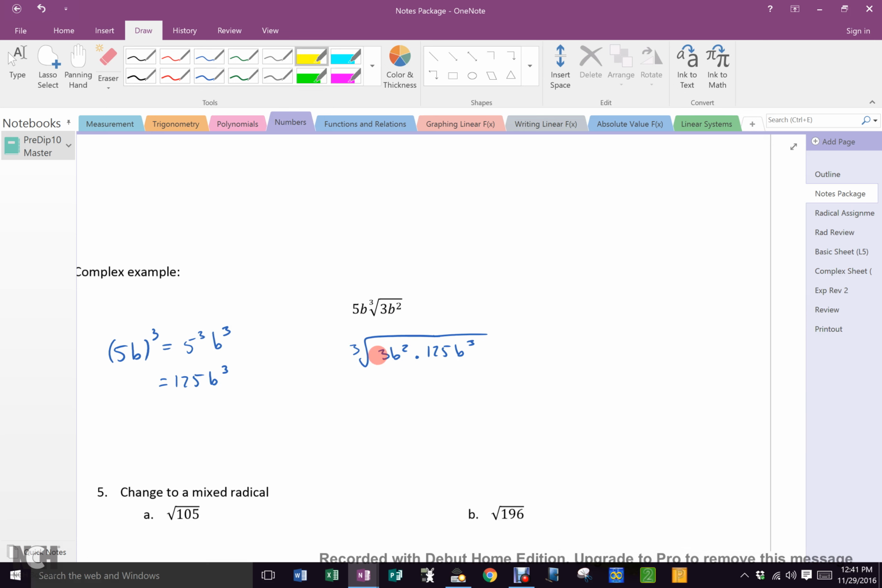What do I do with numbers and numbers? They go together. So what's that? 3 times 125. 375, right? And what do I do with exponents when I'm multiplying? Add them to get b to the 5th. Everybody good with that?